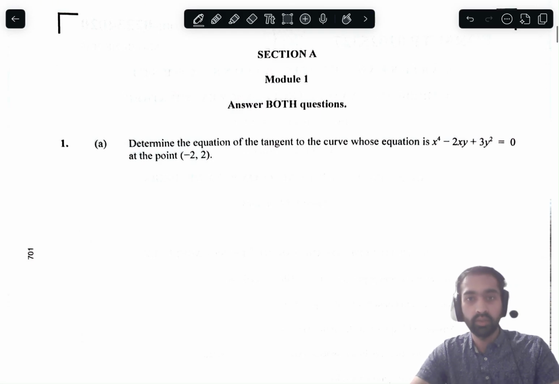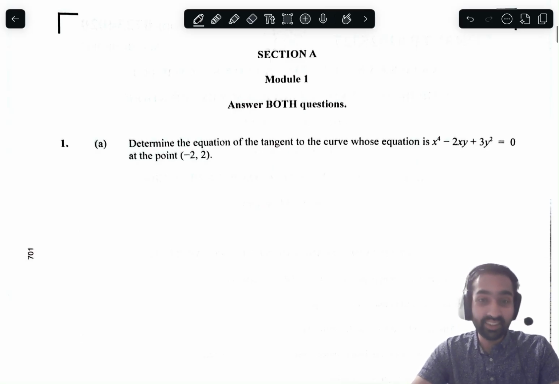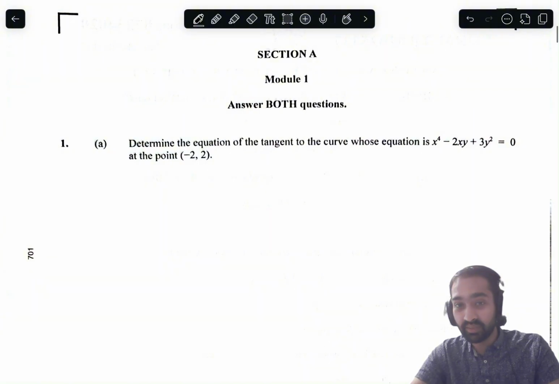To solve question 1 of Unit 2, 2025 PR Math. The first part says, find the equation of the tangent to the curve, whose equation is x to the 4 minus 2xy plus 3y squared equals 0 at the point minus 2, 2. One thing I want to mention before we start is that the point is actually not on the curve, so this equation doesn't quite make sense from that perspective.